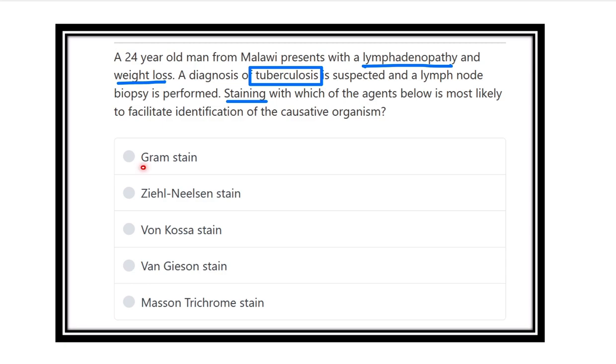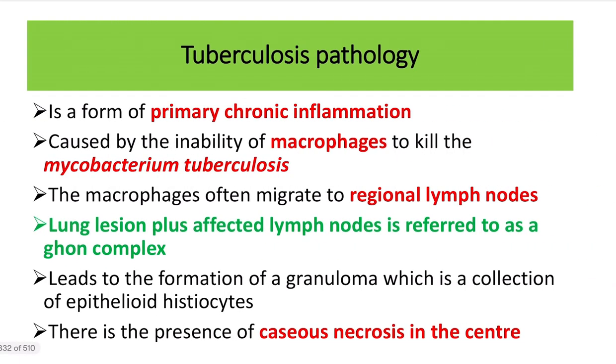So here the options are Gram stain, Ziehl-Neelsen stain, von Kossa stain, van Gieson stain, and Masson trichrome stain. So what may be the option? In case of tuberculosis, all the information is equally important, all the lines are very, very important. So take special attention with this point regarding tuberculosis.